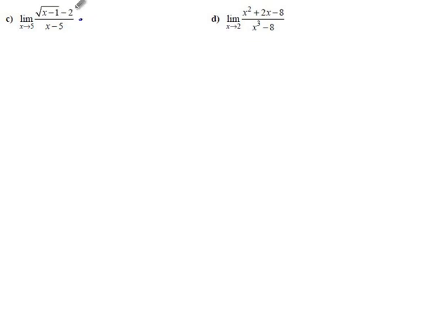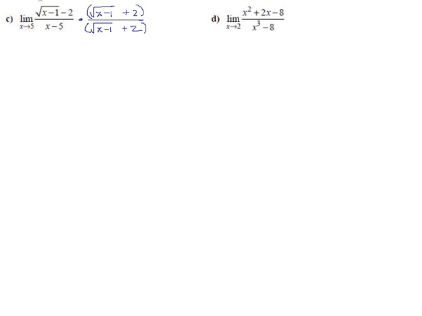There's no obvious x minus 5 in the numerator, and no way I can factor this the way it's written. So let's see if a conjugate can help. The conjugate is root x minus 1 plus 2, and of course we do that to the numerator and the denominator.